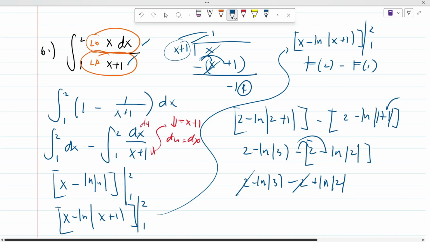So, cancel. So, ln of 3. And what? Wait, guys. 2 minus 1, guys. Wait lang. So, this will be a 1, guys. Sorry, 1 to. Since lahat ng x palitan ng 1, di ba? So, 1 to, guys. 1 and 1. 2 minus 1. May 1 pa tayo dito. So, 1 minus ln of 3 and 2 plus ln of 2.